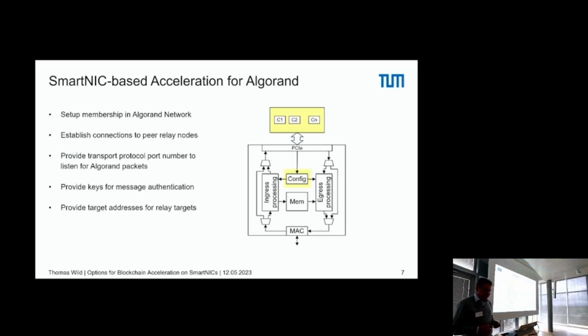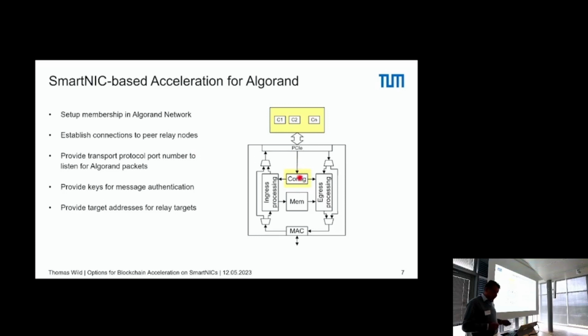Now, I have taken a closer look, considering the functionalities that we think should be in software related to Algorand. This is the yellow case. We do it in software. So doing everything to be part of the Algorand network is still done in software. Also, establishing connections to the peer relay nodes is something we would expect to still be done on the software side.